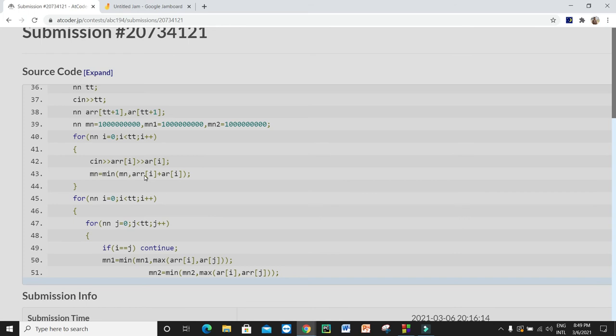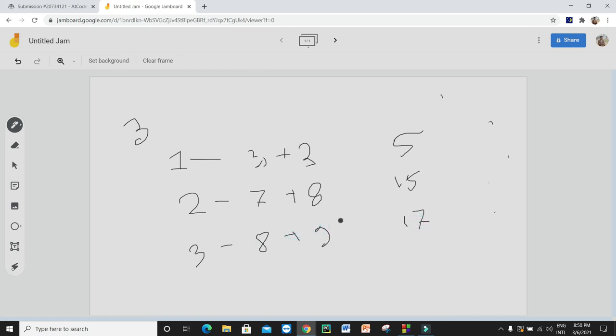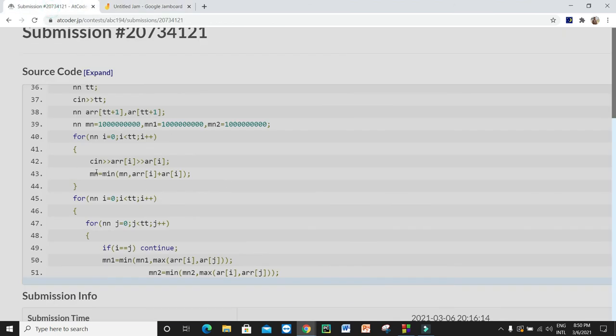What does that mean? That means I have one employee who solved the first problem in 3 minutes and the second problem in 2 minutes. I add them and this is 5. Second, 7 minutes plus 8 minutes, this is 15 minutes, right? And third, 8 minutes plus 9 minutes, that is 17 minutes. Okay, with this function I find the minimum. What is the minimum? The minimum is 5 minutes, right?